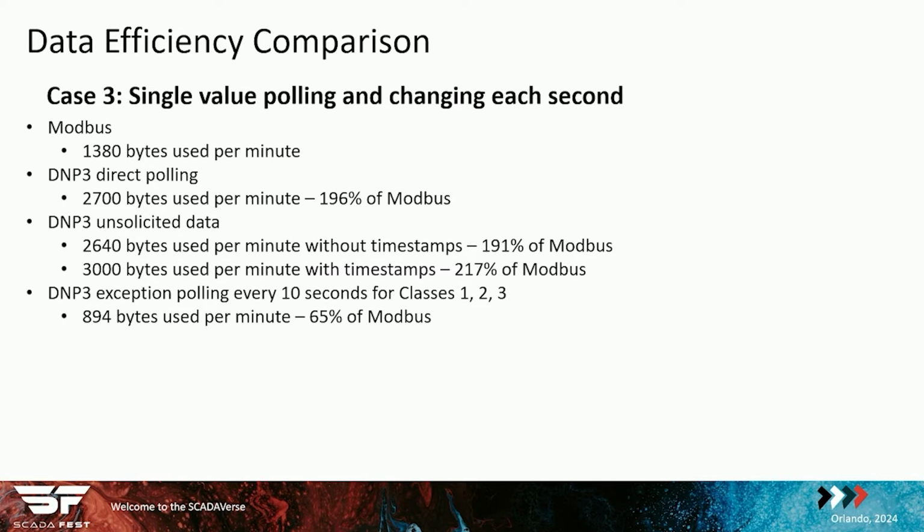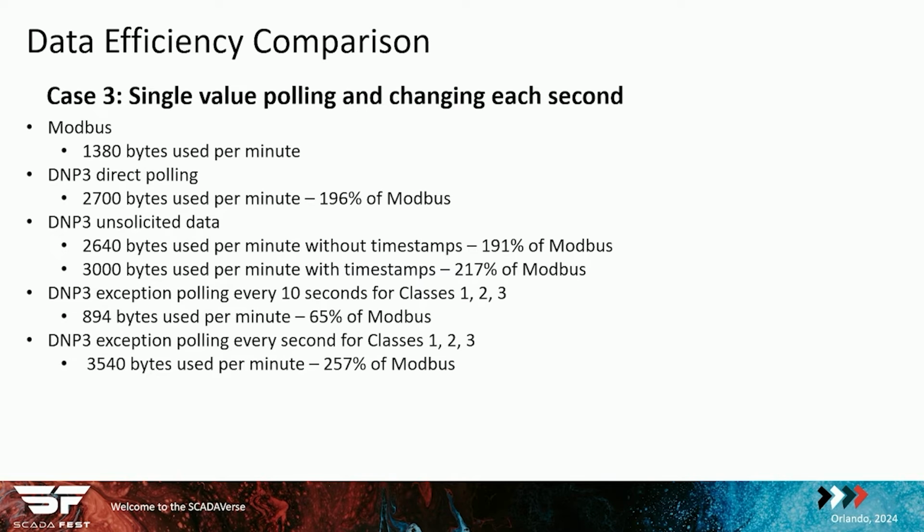With exception polling every 10 seconds, you still end up with all your data that you can backfill, and you actually still save some data that way. Exception polling every second gets even worse again. And Sparkplug B also gets worse than Modbus once you start sending data every second for the same point.